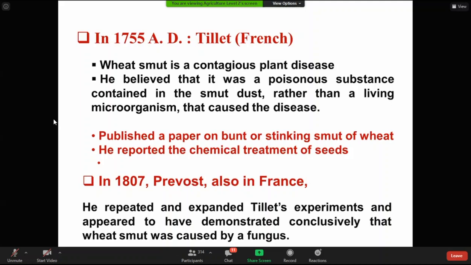as a science? Around 1755, look, he proved that wheat smut is a contagious disease, but he failed to prove that it is caused by a microorganism. He published some papers and also proposed that treating the seed with copper fungicides can eliminate these poisonous substances. And you see, 52 years later, Prevost, another Frenchman, another French colleague, repeated and expanded Tillet's experiments.